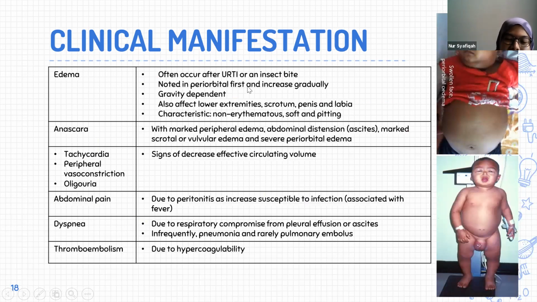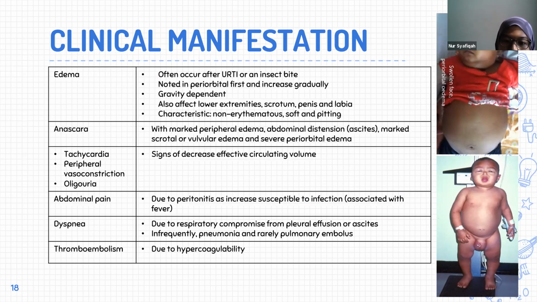So this is the general clinical manifestation of nephrotic syndrome. Most of the children that have nephrotic syndrome will present with edema. This edema often occurs after infection, such as an upper respiratory tract infection or an insect bite. The edema is first noted at the periorbital area, so sometimes a misdiagnosis of allergic reaction might be made due to this sign.